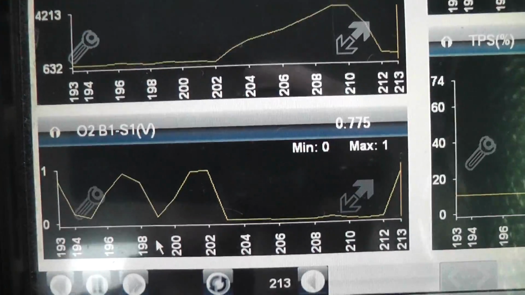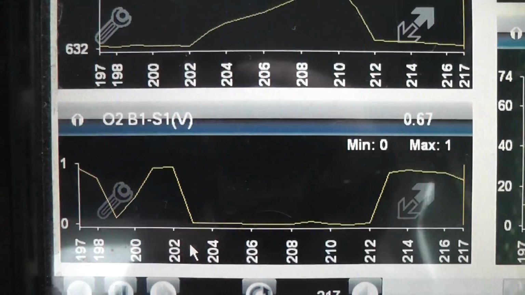All right, come to a stop. We're gonna do it one more time. O2 is lean the whole time right there at wide open throttle.